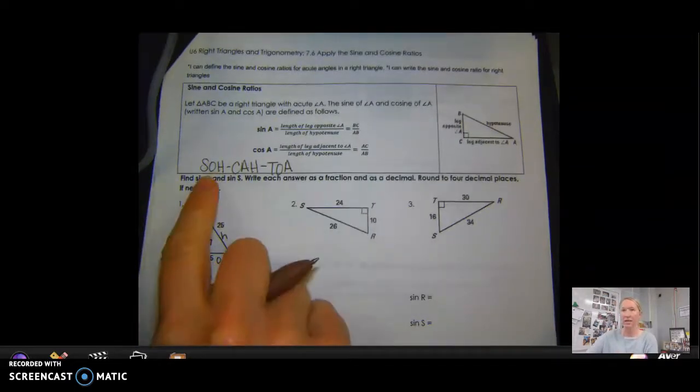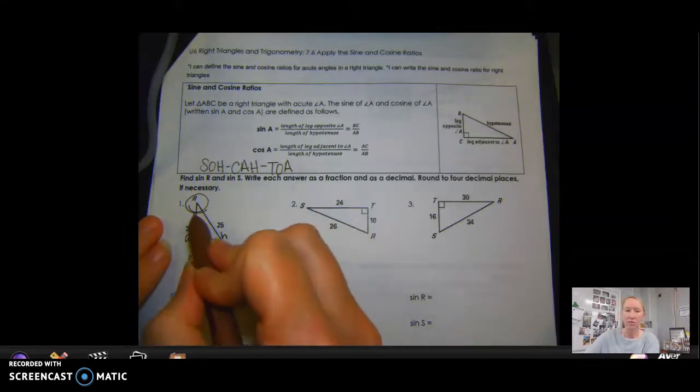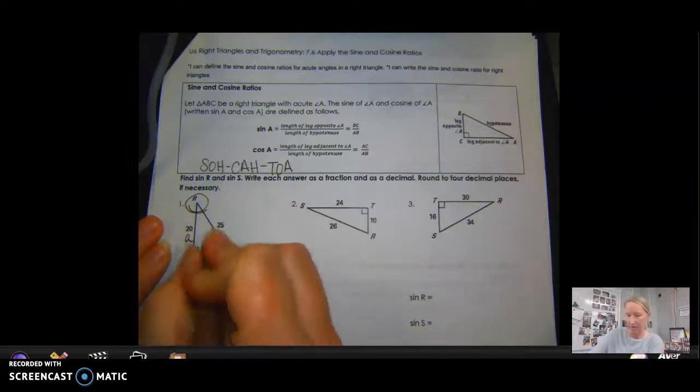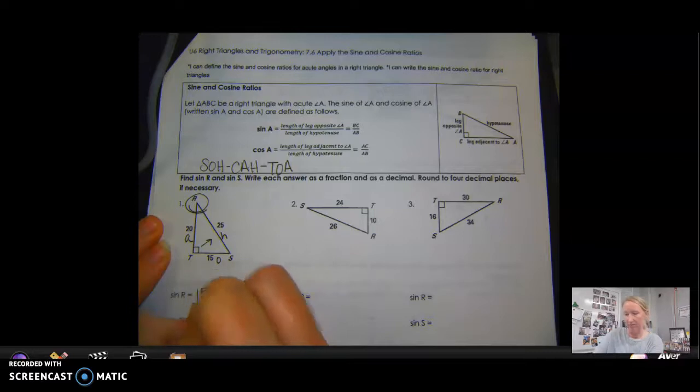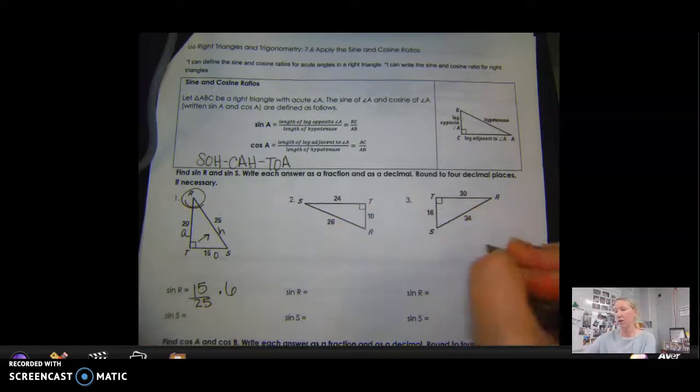So if we're talking about sine, that's opposite over hypotenuse. So if I'm talking about sine of R, it's opposite of R, which is 15, over the hypotenuse, which is 25. And then they want that rounded to 4 decimal places, so we have to put that in our calculator. Just 15 divided by 25, and we get 0.6. So there's not 4 decimal places. We're going to go through and do all the sines of R.